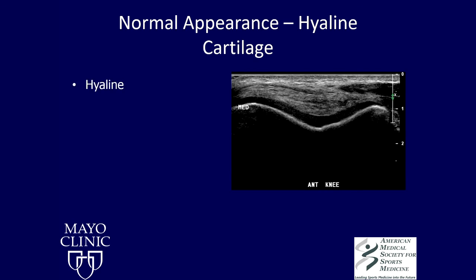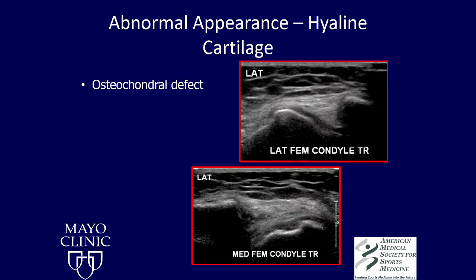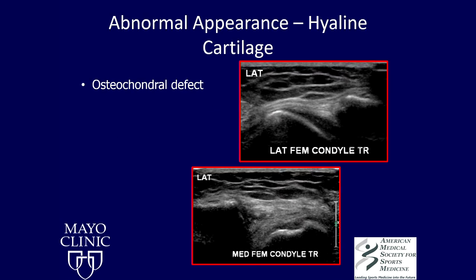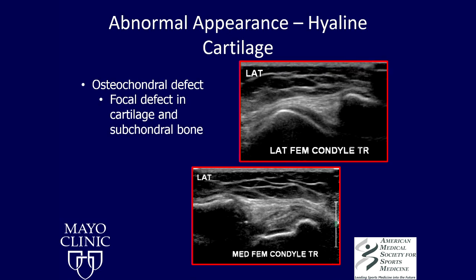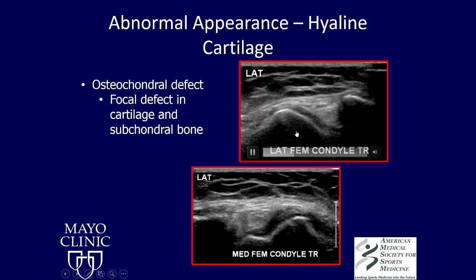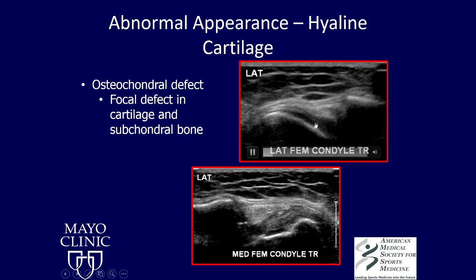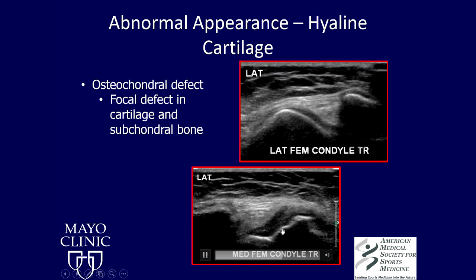Articular cartilage or hyaline cartilage is going to be hypo or anechoic. So here you can see the hyaline cartilage of the trochlea in your knee. It's going to have uniform thickness in somebody who doesn't have osteoarthritis, and it's going to be non-compressible, and that's one of the ways you can differentiate it from fluid within the joint. An osteochondral defect, you're going to see a defect in that cartilage. So in this area, you're going to have normal cartilage of the lateral femoral condyle. Here's the patella, here's the femur, that lateral femoral condyle, and you can see the articular cartilage over it. Here's the medial femoral condyle, and right here you can see an osteochondral defect in that area.